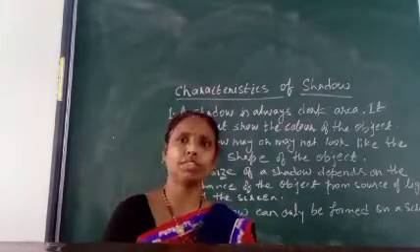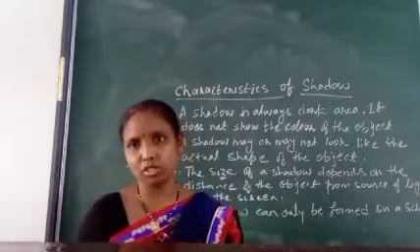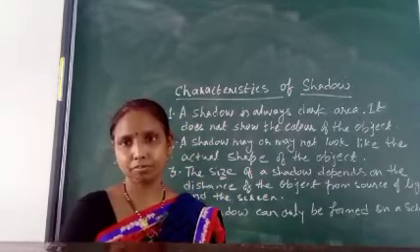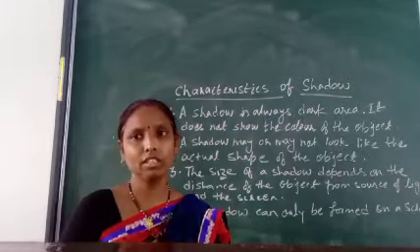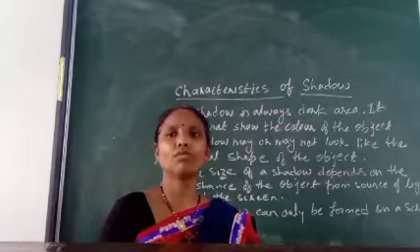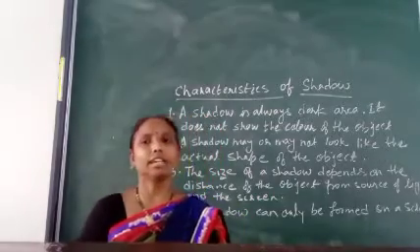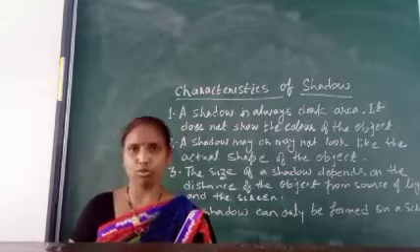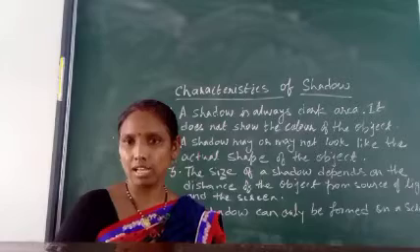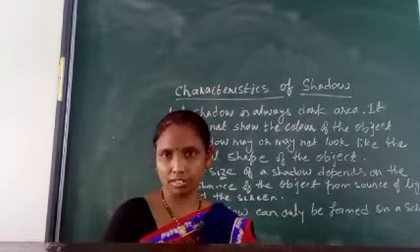At the same time, we have done the conditions which are necessary for the formation of a shadow. How many conditions did we do last time? We did a total of 3 conditions. The first one is that there must be a source of light. Whenever we want a shadow, we need a source of light in order to create it.